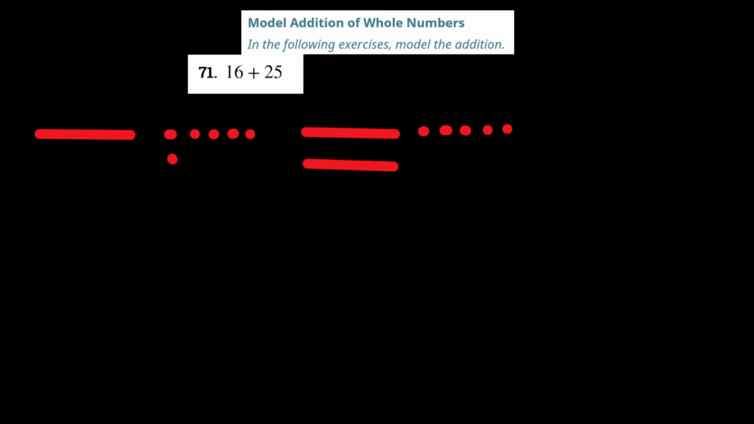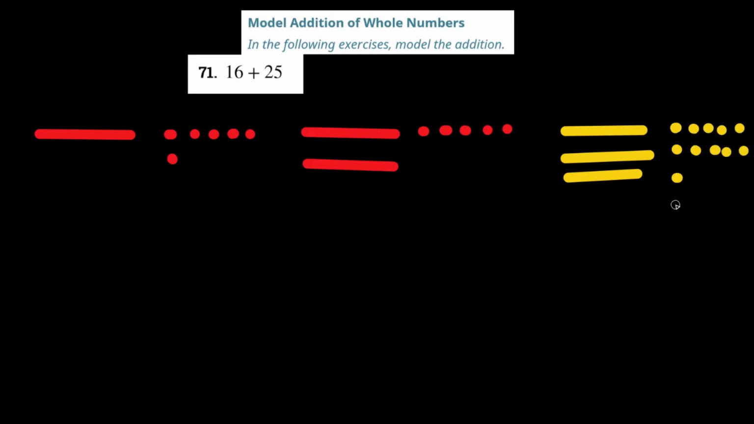If we were to add these together, let's add up the ones first. So we have 1, 2, 3, 4, 5, 6 plus 5 more. So we have 6, 7, 8, 9, 10, 11. And then we have 11 single dots: 1, 2, 3, 4, 5, 6, 7, 8, 9, 10, 11.